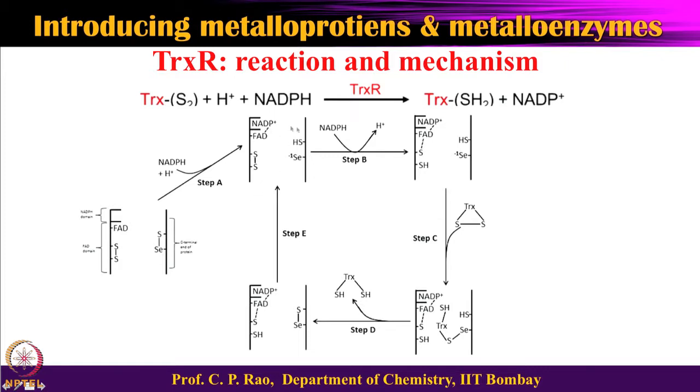Now, the actual cycle starts because it has come into the active form. The second equivalent of the NADPH will break this side disulfide also, this is broken. And now you have the SeH broken down, the S-S broken down, and this will act on thioredoxin.